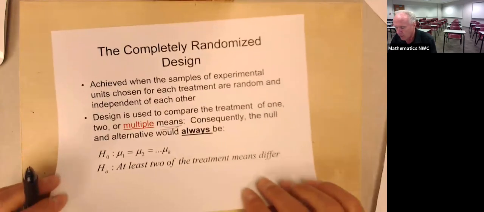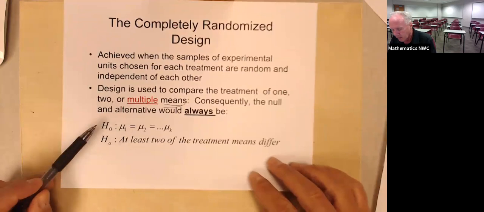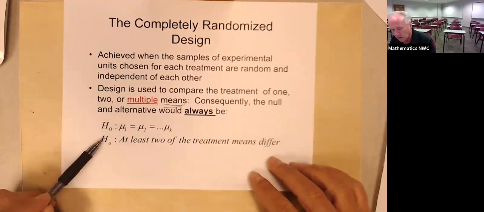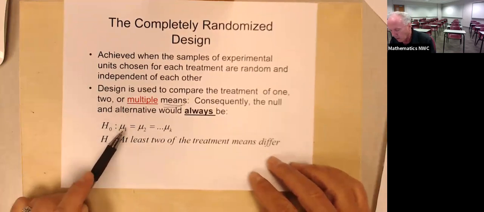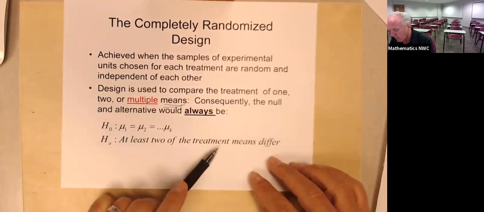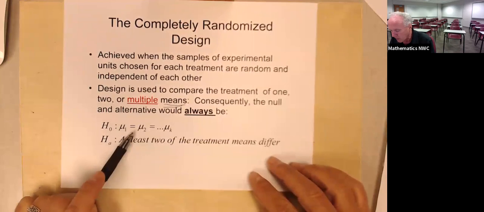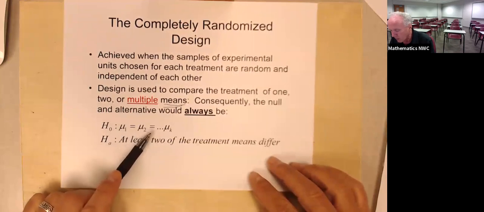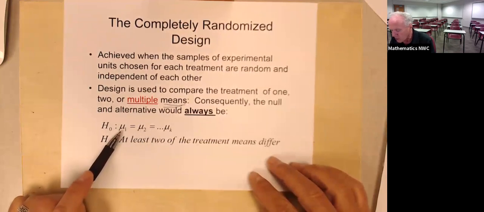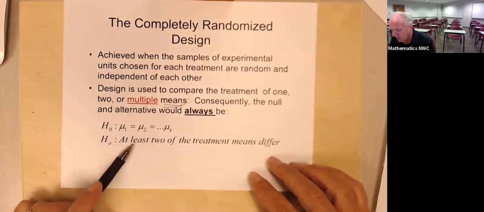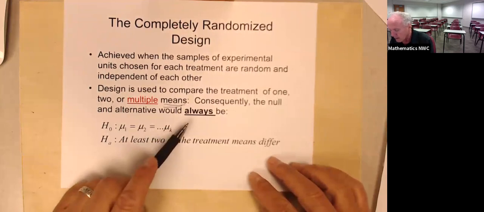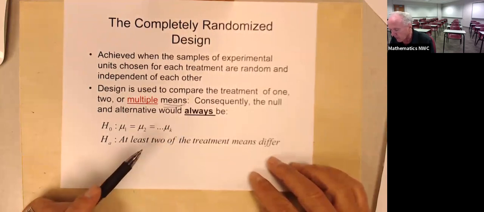When we're looking at 3 or more means, we said that our null and alternative are always going to be of this form. The null will be however many populations we're dealing with, 3, 4, 5, whatever. We start off assuming that the mean for each population is the same. The alternative is that at least 2 of them differ. That's always going to be the case, so look for that as we go through these tests.